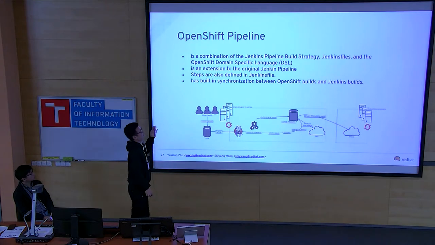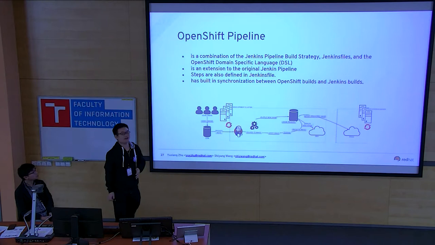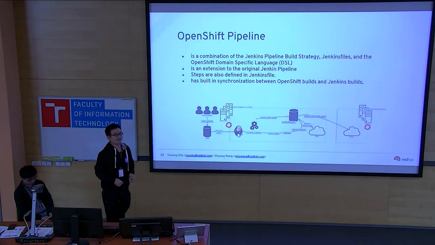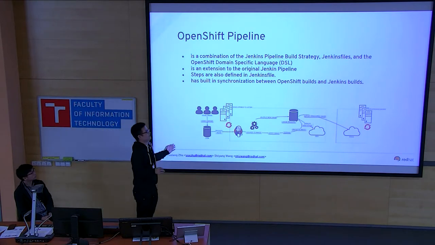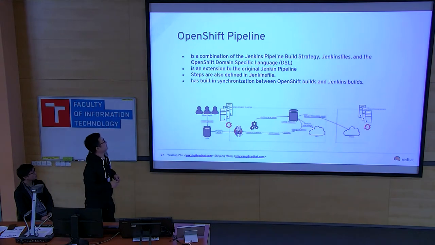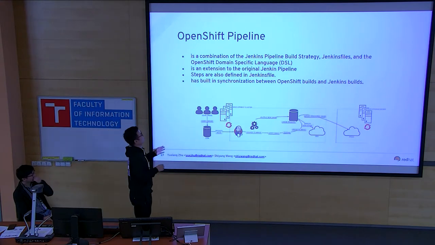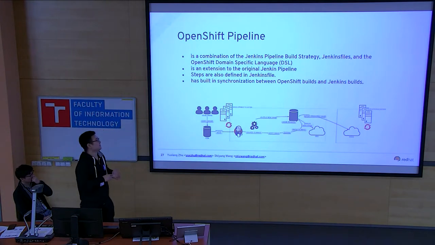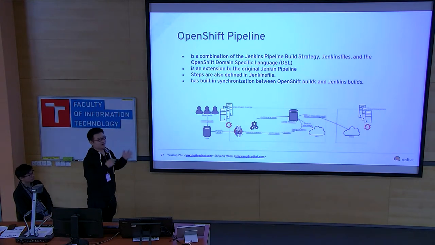So this is the OpenShift pipeline. OpenShift pipeline is actually something that brings the power of Jenkins into OpenShift. Jenkins is a very powerful CI/CD tool, and it has a feature called Jenkins pipeline, which allows you to write your pipeline code in a text file called Jenkinsfile.